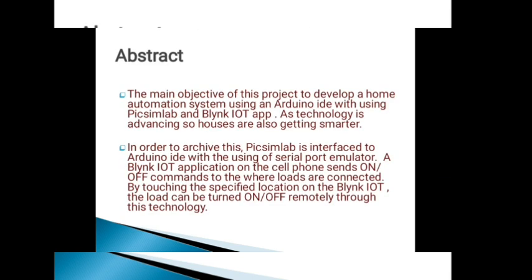Abstract. We explain this step by step. First we have to see the points. The first point is the main objective of this project: to develop a home automation system using the Arduino IDE with PICsimLab and the Blynk IoT app.